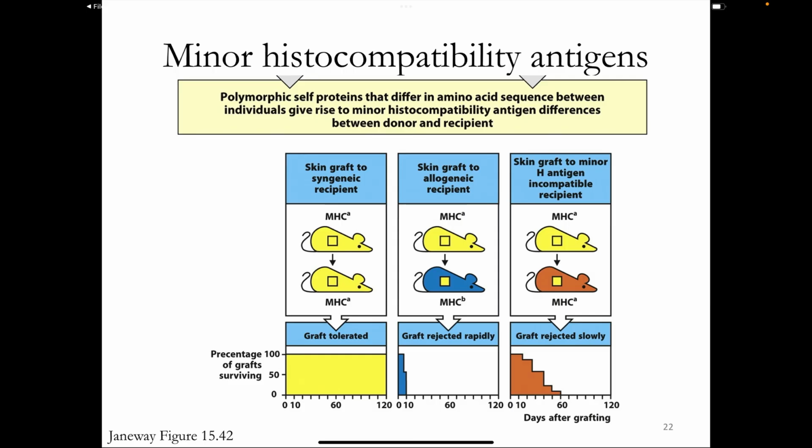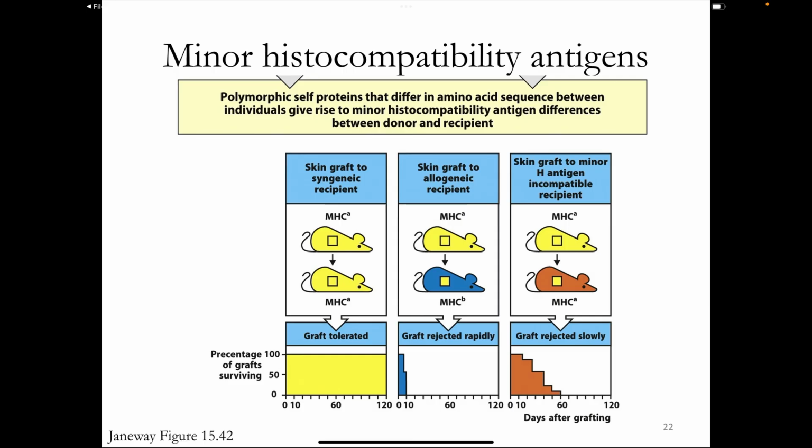But great question. So here you can see if we're getting a graft to a syngeneic recipient, then we have 100% of the graft surviving. Everything looks real good. If we have an MHC mismatch, we see a pretty rapid rejection. If we have a minor histocompatibility mismatch, we'll see rejection, but it will be a slower rejection.